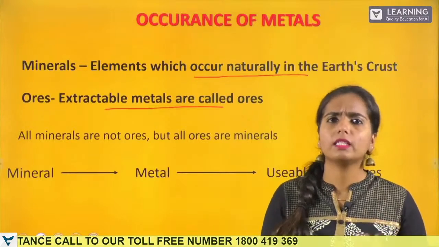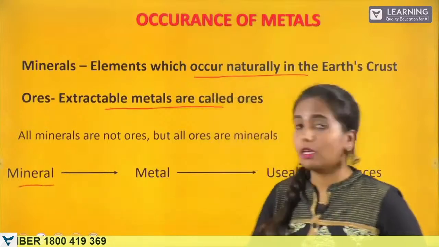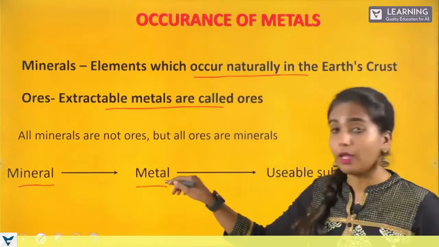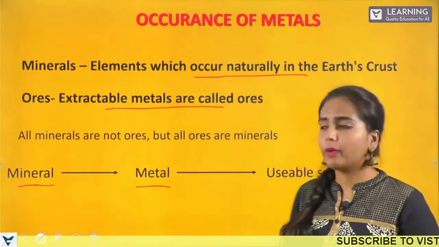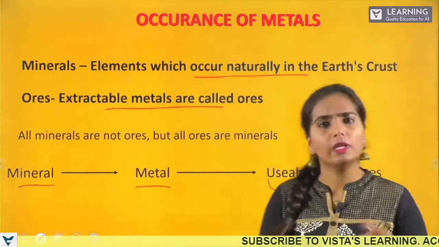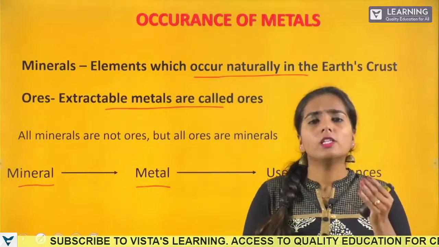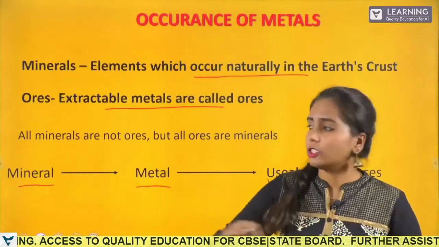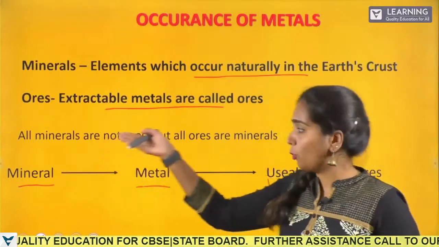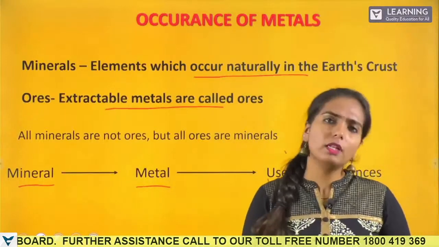So basically how this cycle happens: minerals are converted into metals, and later the metals are converted into our usable substances. We use metals in our day-to-day life, right? So how is this actually processed? How are we actually using this? From minerals we obtain metals, and from metals we obtain our reusable substances.